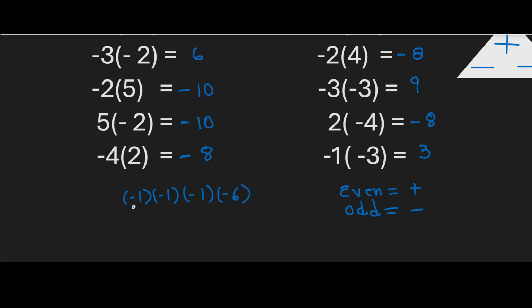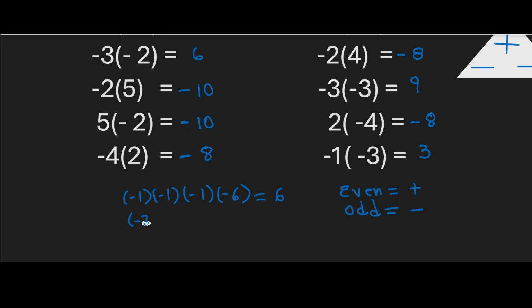In this case, count them. 1, 2, 3, 4. So that means that number 4 is an even number. It tells you that the answer should be positive. Now that you know that the answer is positive, you multiply 6 times 1 is 6, times 1 is 6, times 1 is 6. The answer should be positive 6.